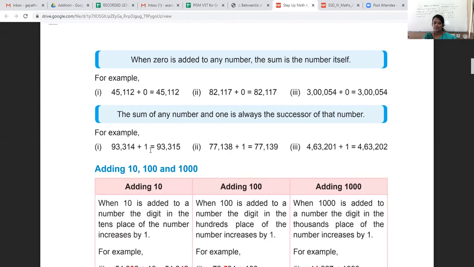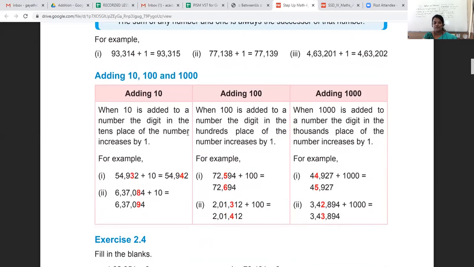For example, 93,314 when added with 1 results in 93,315. While when we add 10, 100 and 1000 to any given number, the place values of each respective place shall increase by 1.